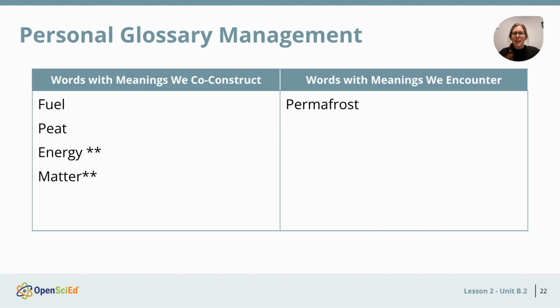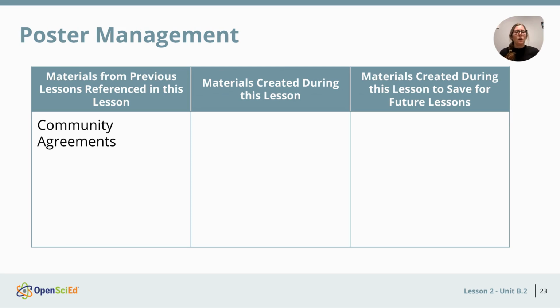Personal glossary management, we've got a few words that we co-construct: fuel, peat, energy, and matter. Energy and matter are really being built off of the middle school OpenSciEd units. So a lot of the students have experience with those two words. And then words with meaning we encounter are permafrost. What we're going to want to carry over from previous lessons is that community agreement ready, and there isn't any posters that are created new in this lesson.